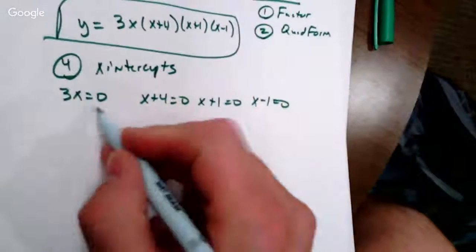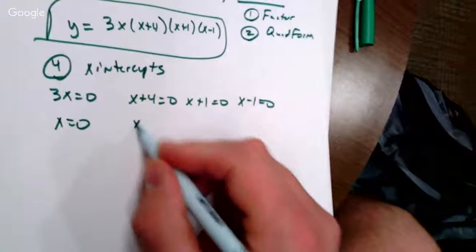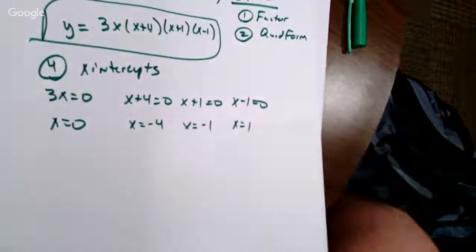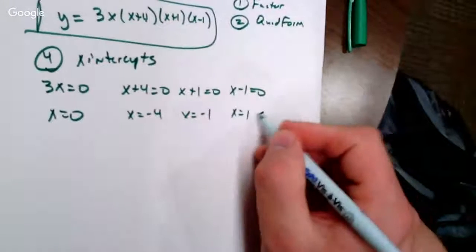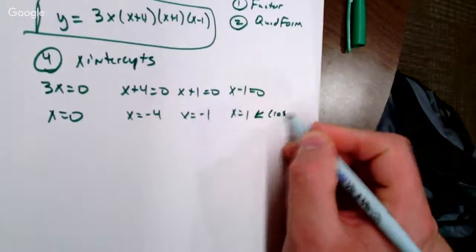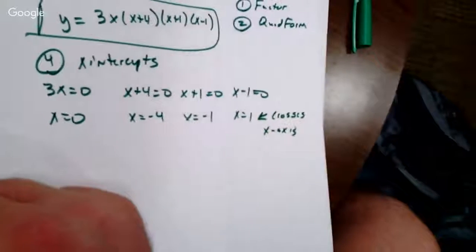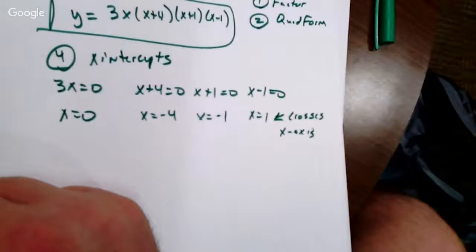What do we do then? Solve that. x is equal to 0, x is equal to -4, x is equal to -1, and x is equal to 1. So in other words, at every one of these locations, this is where it crosses the x-axis.